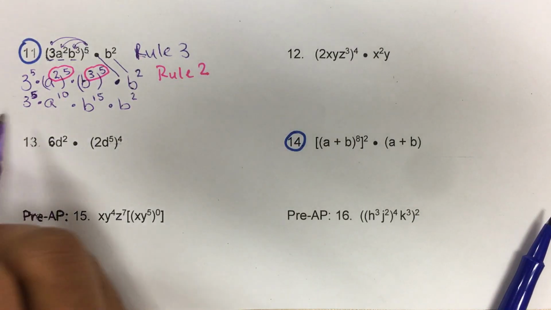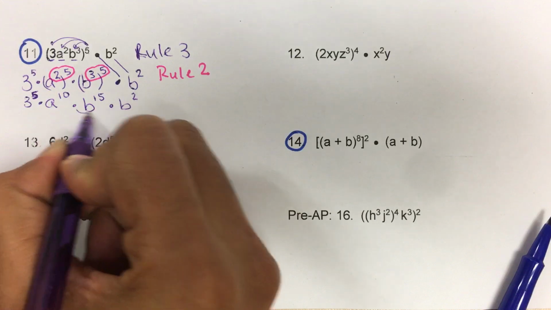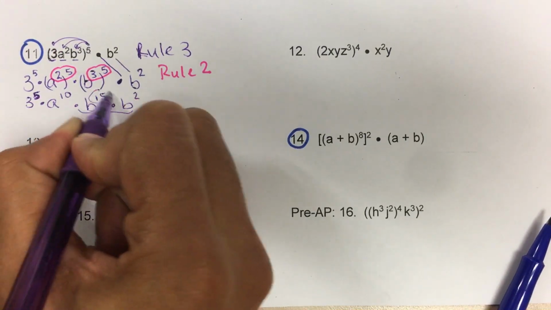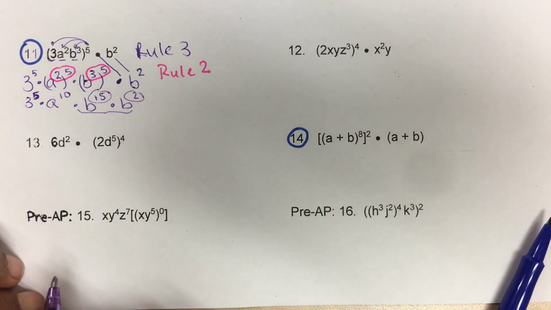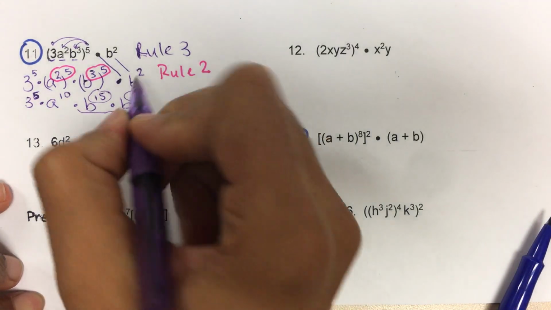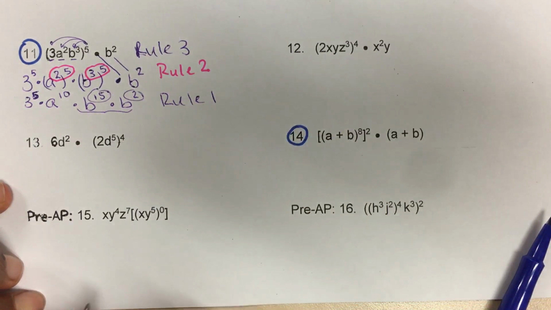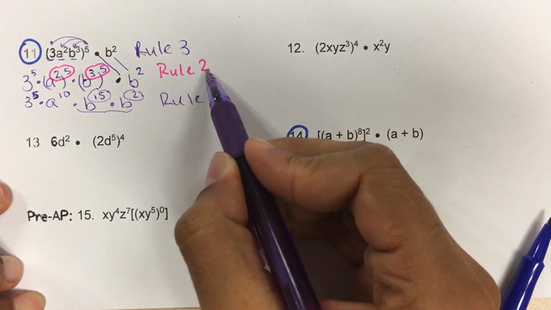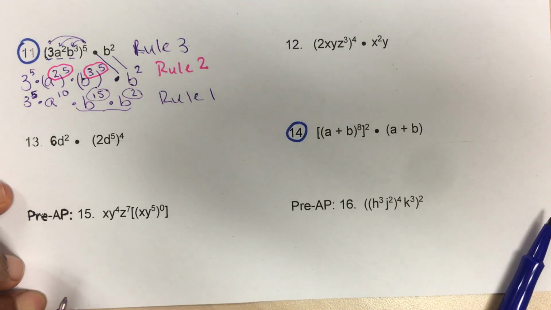So do I have same base times same base in here somewhere? Yes, I do. So what are we going to do with these exponents? We're going to add them together. Okay, so that is going to be our very last step using rule 1. Notice what order these rules get used in. That is not a coincidence.